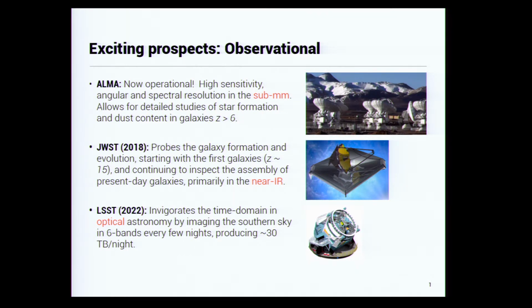And in 5 years from now, the James Webb Space Telescope will be launched, and we'll start getting a tremendous amount of data from that in primarily the near infrared. It has many science objectives, but one of the main science drivers of the Webb Telescope is galaxy formation and evolution itself. And lastly, we have LSST. This will actually expand our knowledge of galaxy formation into the time domain and in the optical. So I think these are very exciting prospects in observational galaxy formation.